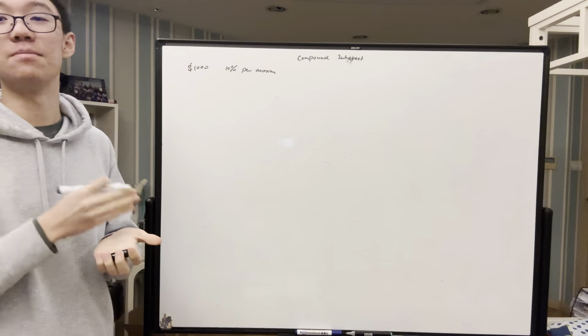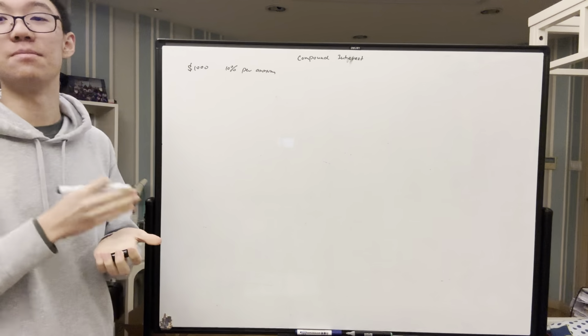And the second thing is that interest might not be compounded yearly. Interest might be compounded monthly. It might even be compounded daily. And usually in stock markets, it is compounded quarterly. Well, what would happen if this were compounded monthly?